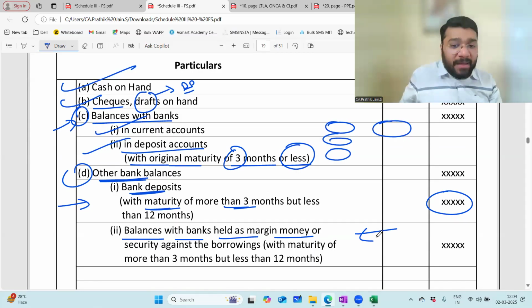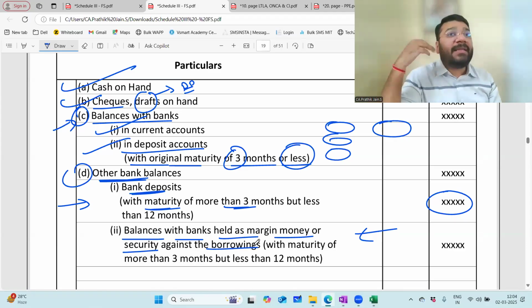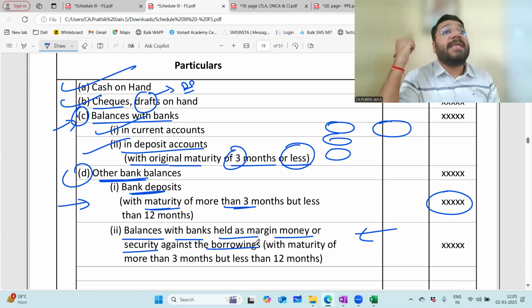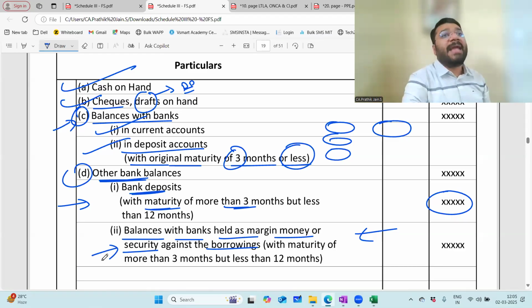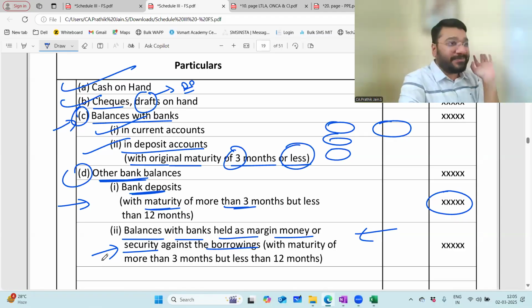The money which is there in your bank account, they have secured against some borrowing. I told there is some borrowing that you have taken, and there is some balance in the bank or fixed deposit. They've taken that as a lien and security. In that case, this is not a part of my cash and cash equivalent. Though it is coming under cash and cash equivalent, I will not consider this as current asset.